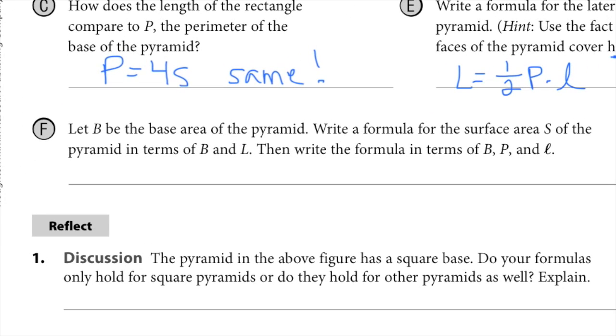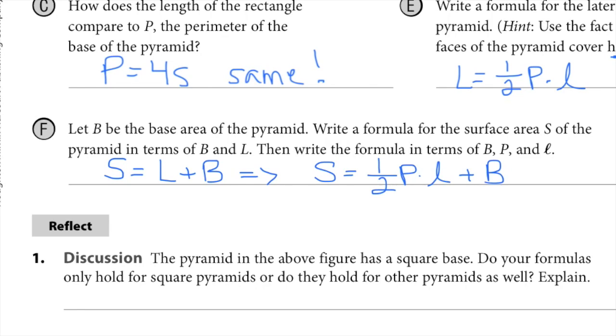So then our final step to take our total surface area, S, is to know again that it's the lateral area plus the base. Now, because this is a pyramid, there aren't two bases like there were before. So just L plus B, or the lateral area formula we have, 1/2 perimeter times slant height, plus whatever the area of the base is.